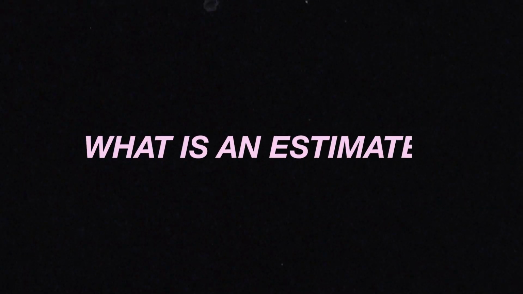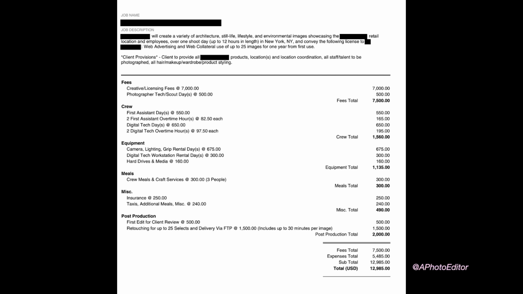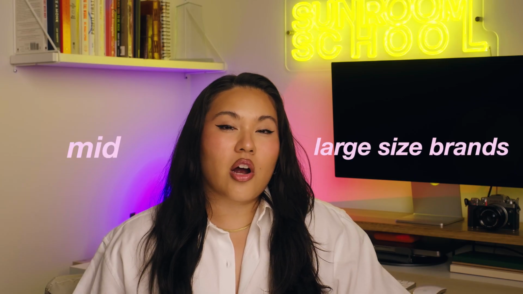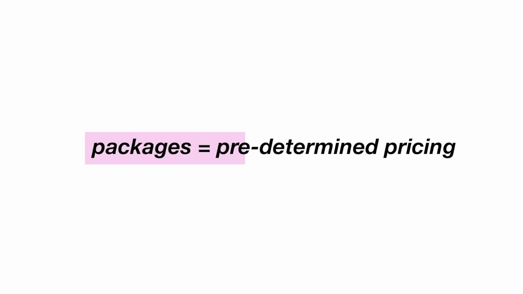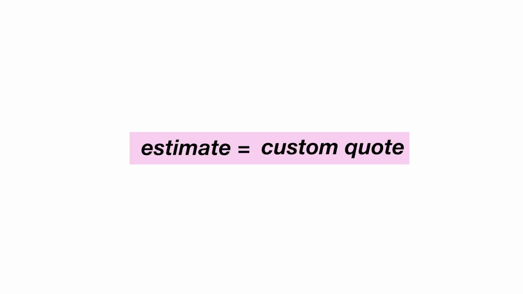First off, what is an estimate? An estimate provides a clear picture of the all-in costs to produce a photo shoot or video production. This is something that you'll usually create custom for every single project, usually for mid to large size brands. This is a little bit different than, say, creating packages because packages are predetermined pricing versus an estimate is usually a custom quote created for each individual client and production.